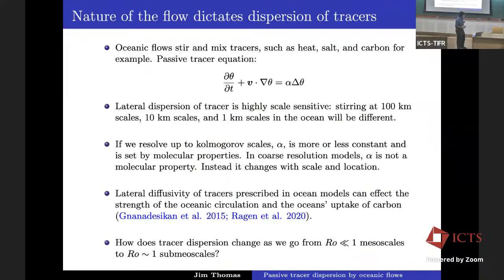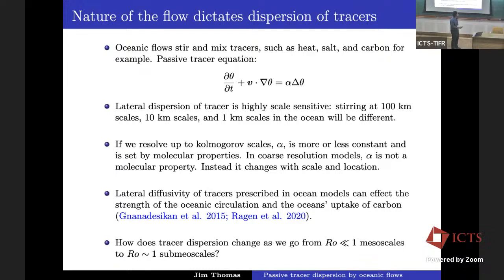Now we get to the topic of this talk, passive tracers. There are many tracers in the ocean: heat, salt, carbon, nitrogen, oxygen, all of these are tracers. You call something a passive tracer if it doesn't directly affect the flow. Carbon dioxide, for example, is a gas that is affected by the flow, but it doesn't directly affect the flow. So it's a one-way coupling. These kinds of passive tracers are modeled by advection-diffusion equations, such as the one I've written here. Theta here is a passive tracer.